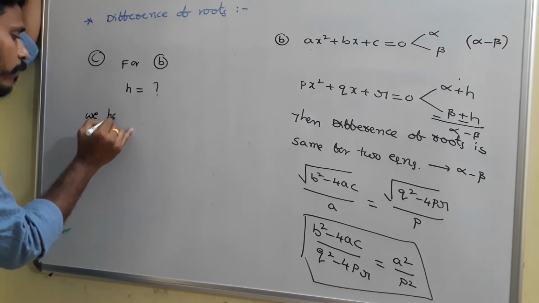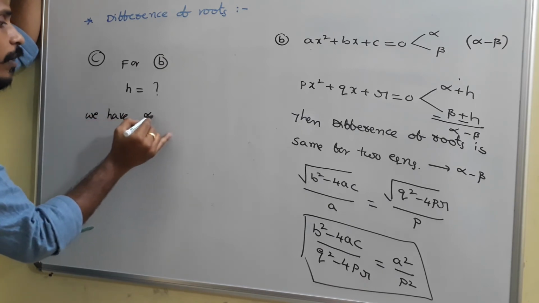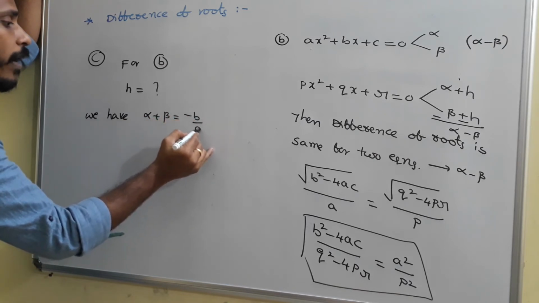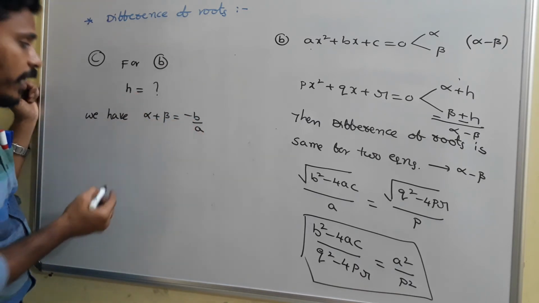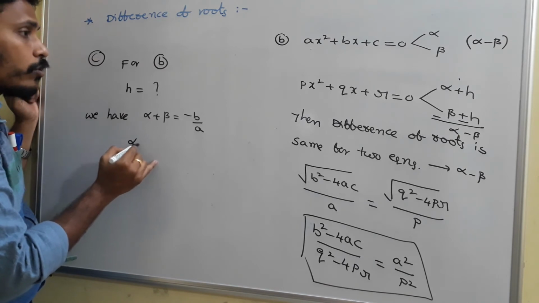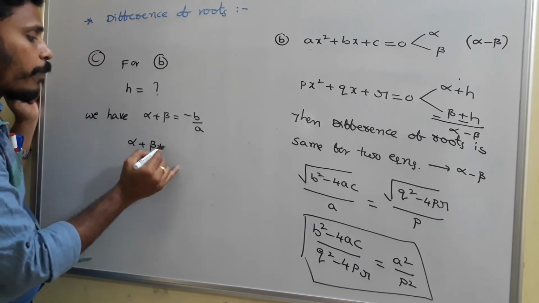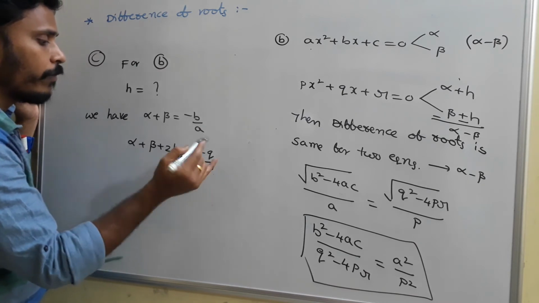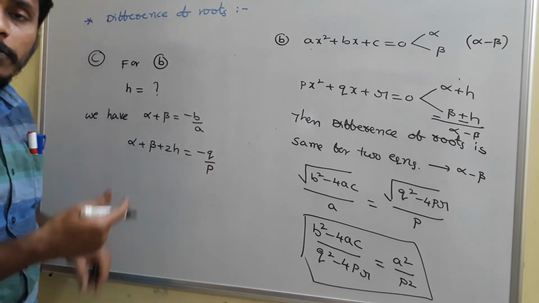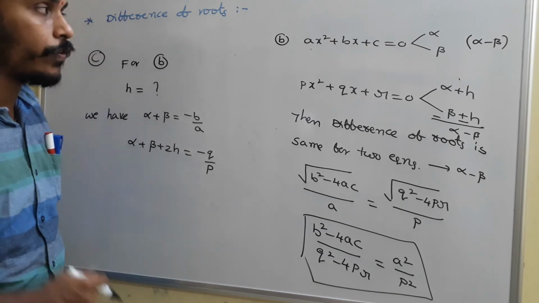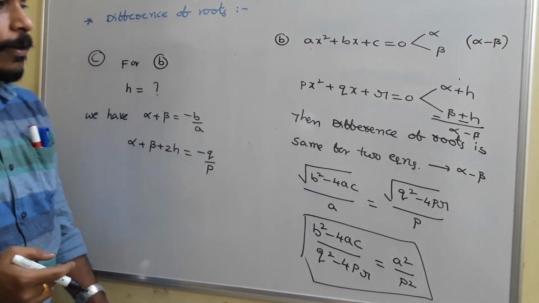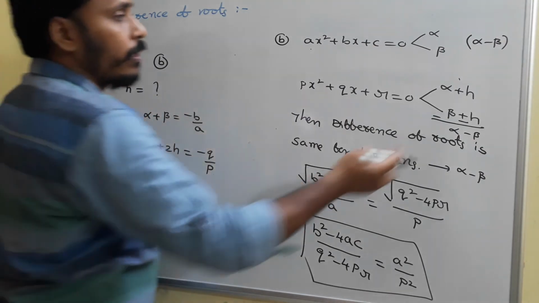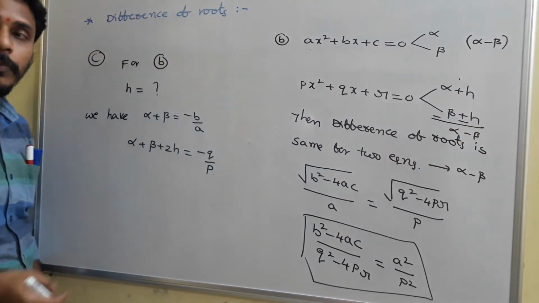To find h, what we have? From the first equation, sum of the roots alpha plus beta is equal to minus b by a. And from the second equation, sum of the roots alpha plus beta plus 2h is equal to minus q by p. We know it, right? Sum of the roots is minus x coefficient by x square coefficient. First equation minus b by a, and second minus q by p.